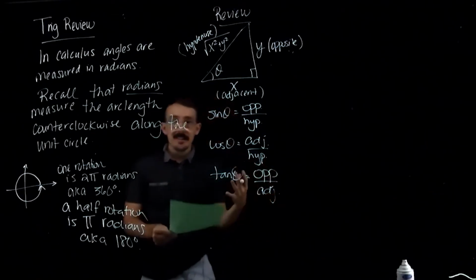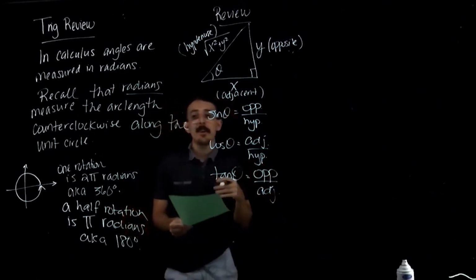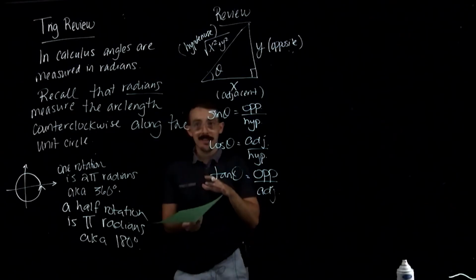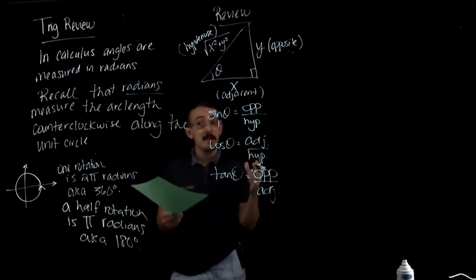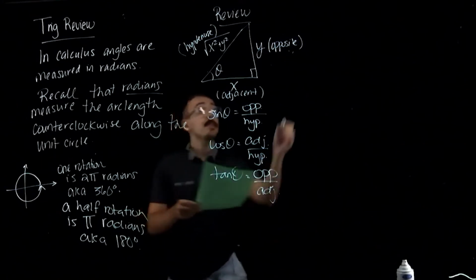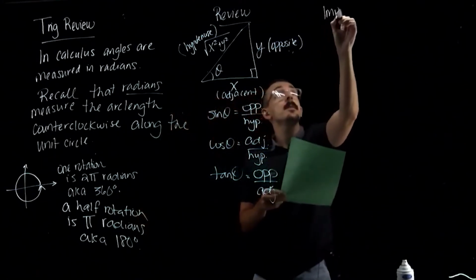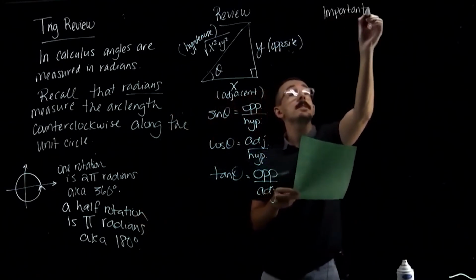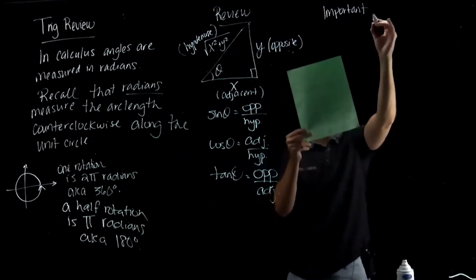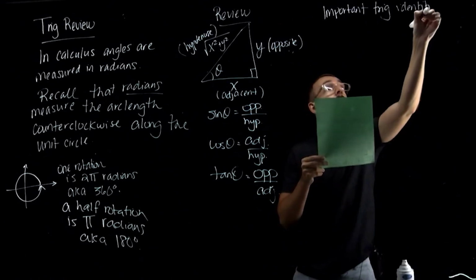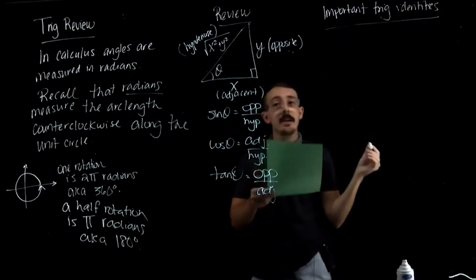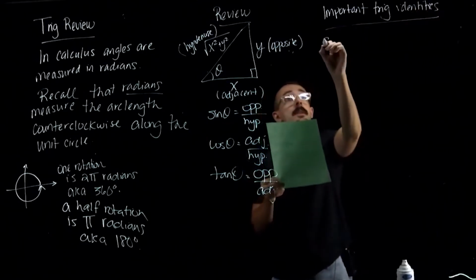There are lots of trig identities, and there are a smaller set of those that will be very useful for this class. I picked out the ones that I think are the most useful. So these are the ones I really think you should commit to memory. This is just going to help you so much. So, important trig identities. I would make a note of these if you don't already know these.